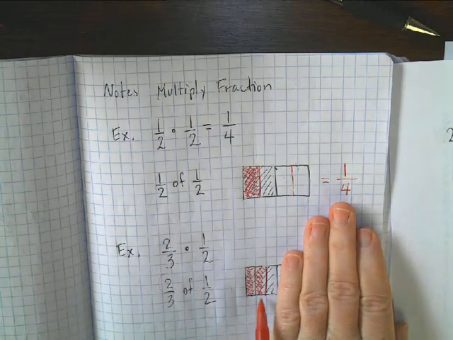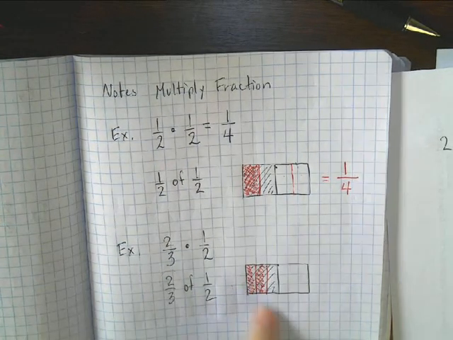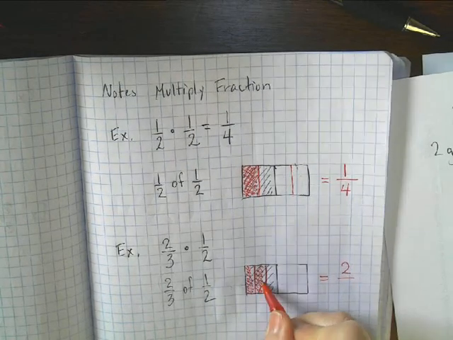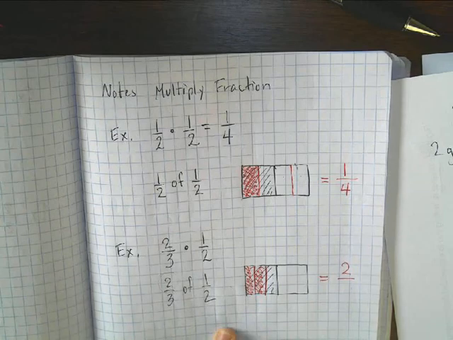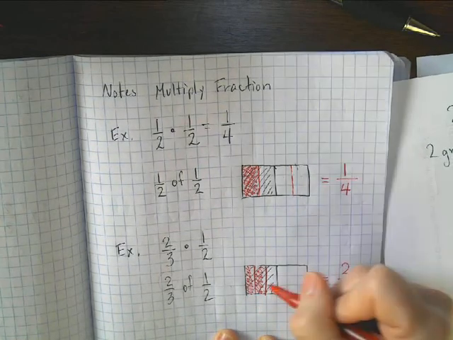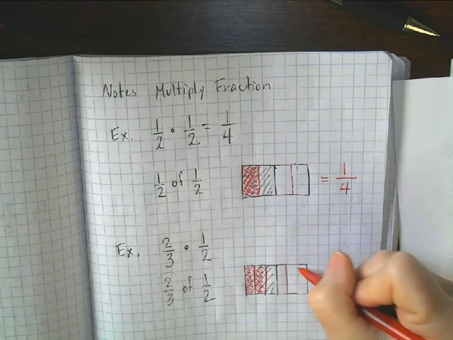Okay, so what have I got? I have 2 parts that are shaded. 1, 2. But how many parts do I have? They all need to be the same size. See how small this is? I need to break these all into the same size.